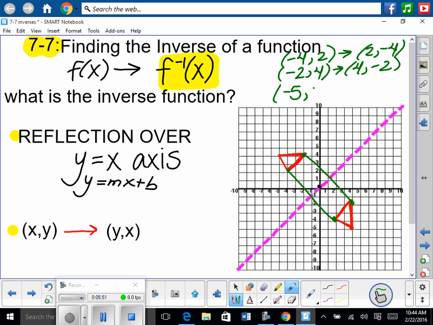And then this point's at negative 5 up 4. So tell me, I'm not going to graph it, but what would the inverse be? 4, negative 5. 4, comma, negative 5. We just switch x and y. Does everybody see how that works?